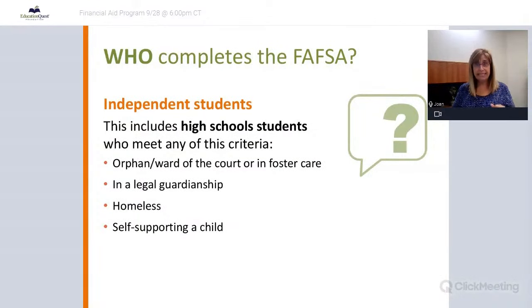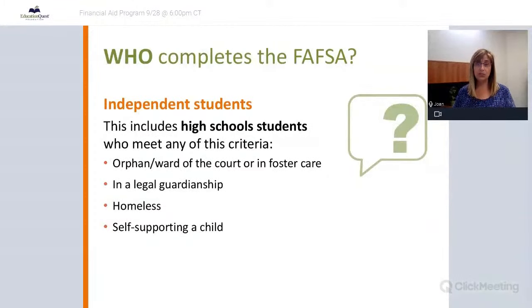In the case of an independent student, if I have any independent students who are with us tonight, or guardians who might be tuning in, or counselors, if you have students with you in the classroom, if you have a situation where a student is an orphan, a ward of the court, in a legal guardianship or a homeless situation, they potentially will be considered an independent student.